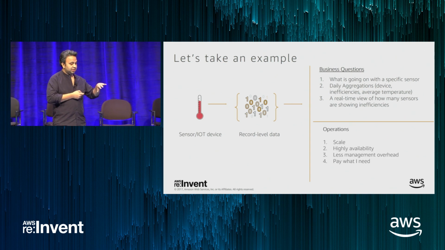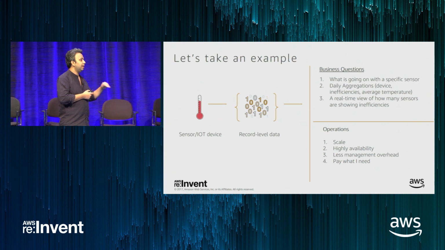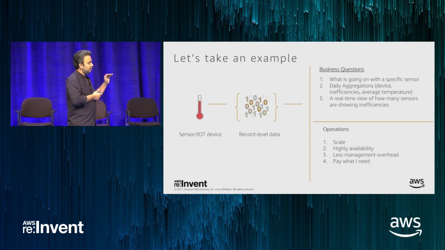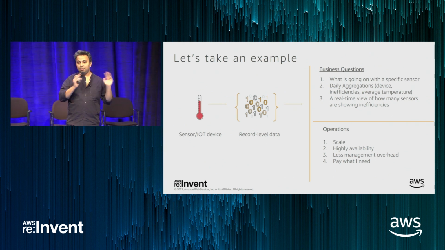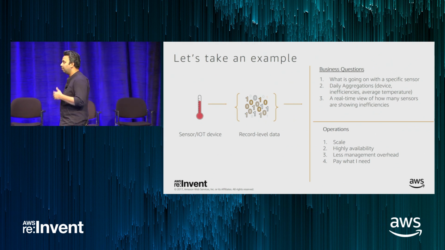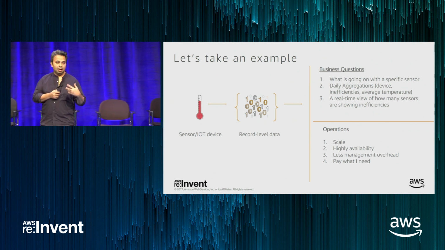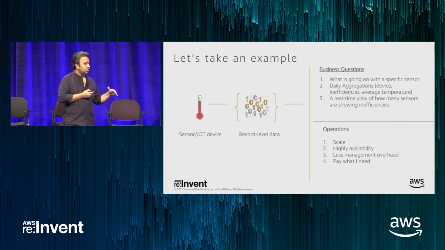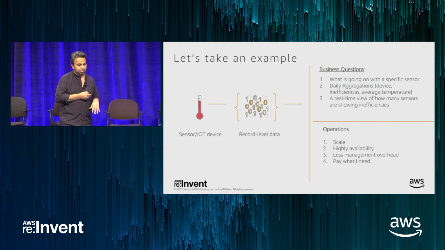So these are only the business questions. Now the operational question is how I'm going to scale this from 1 million sensors to, tomorrow, if I go and become really popular, 1 billion sensors. How do I manage high availability? How do I manage less management overhead and only pay for what I need? So we'll take the concepts that we've just talked about and build an architecture around this.